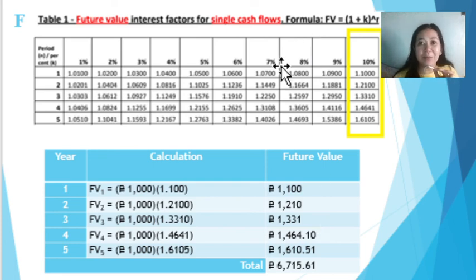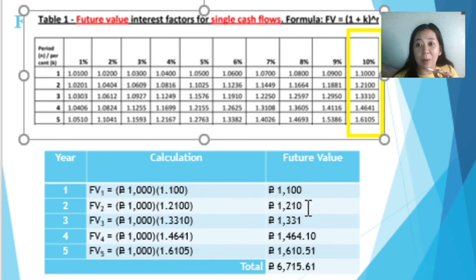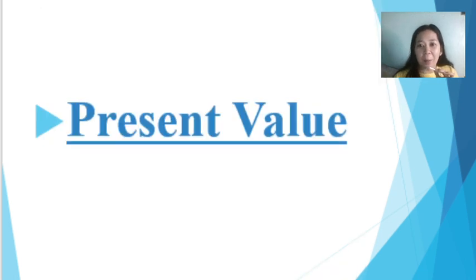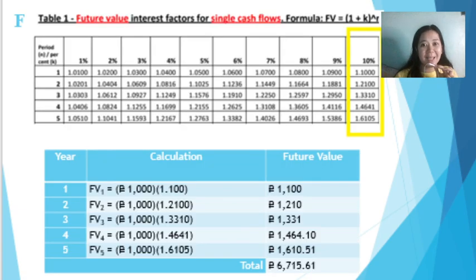Again, if you would like to determine the future value of your investment every year, you can use the single cash flow and then add all of these future values to get your future value for annuity. So that is our future value discussion.